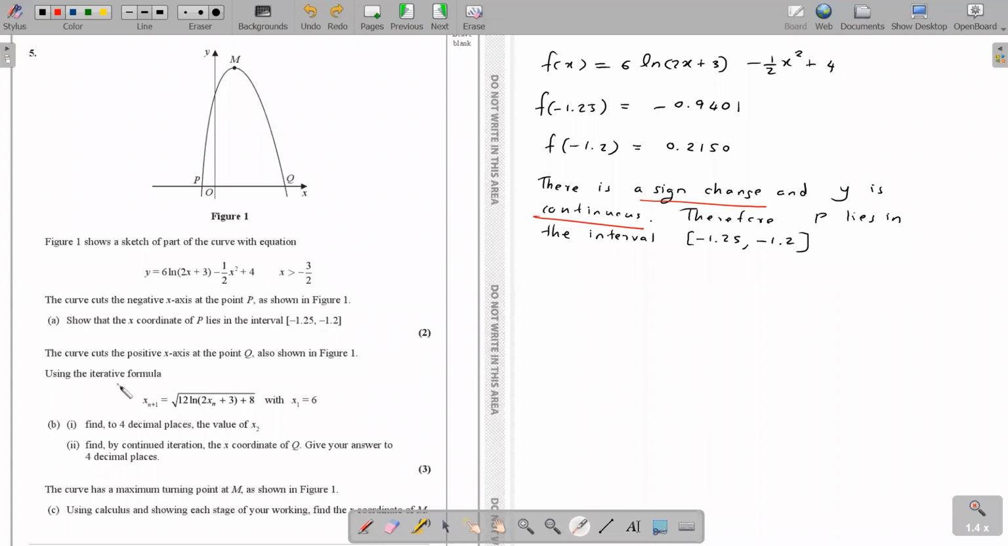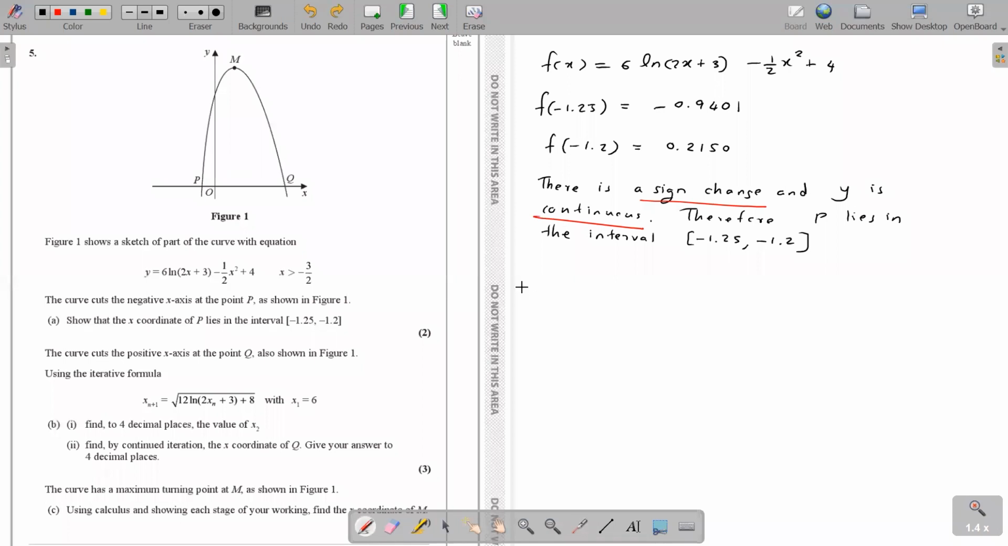Okay, moving on to the next part. The curve cuts the positive x-axis at the point Q, also shown in figure 1. Using the iterative formula, x(n+1) equals root of 12 ln(2xn + 3) + 8, with x1 equals 6, find to 4 dp the value of x2. So they ask you to input the x1 value here and get x2.